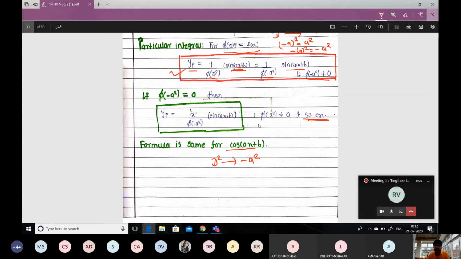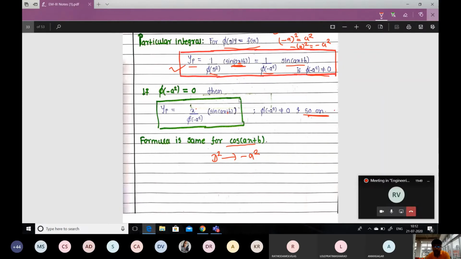Now D square means the double derivative. If you take the double derivative of sine x plus b, you will get sine x plus b one more time, but because of the double derivative, you will get the a square term. So that's why there is a relation between the double derivative D square, and the D square term can be replaced by a square. We don't want to go through the proof. We just listed the formula, and we want to use this formula for solving purposes. So you just have to remember, in this case the D square term you have to replace by minus a square. That's it.